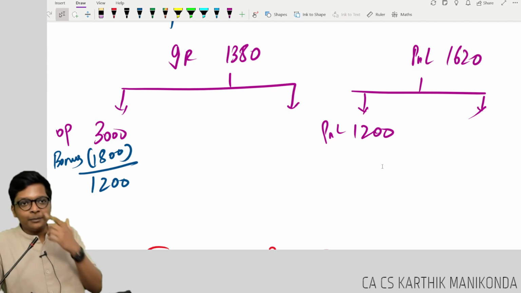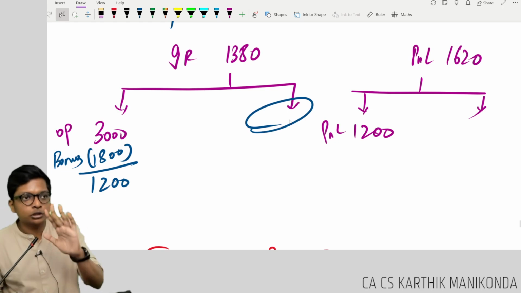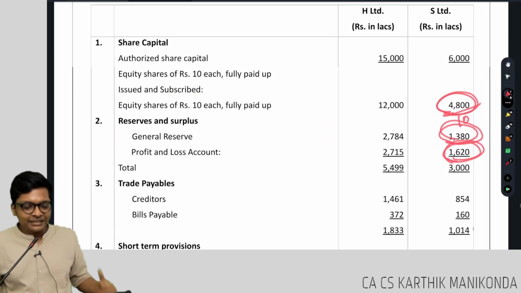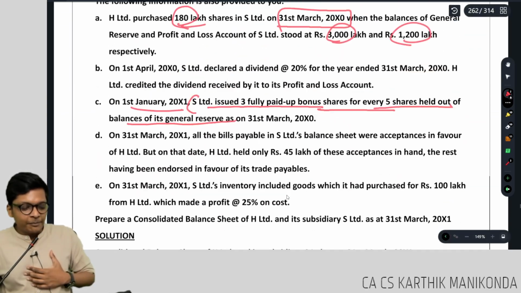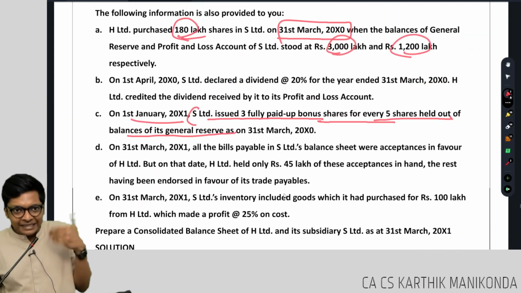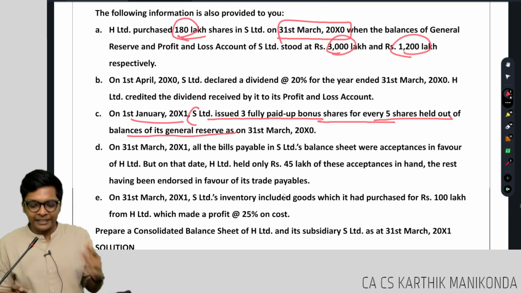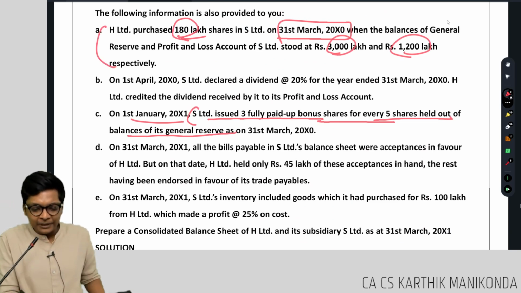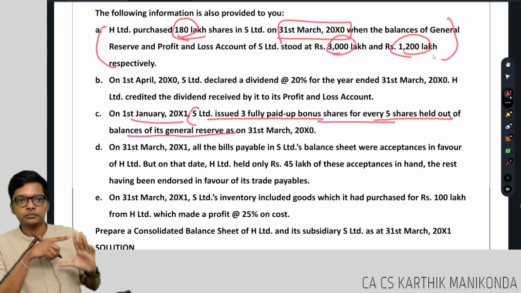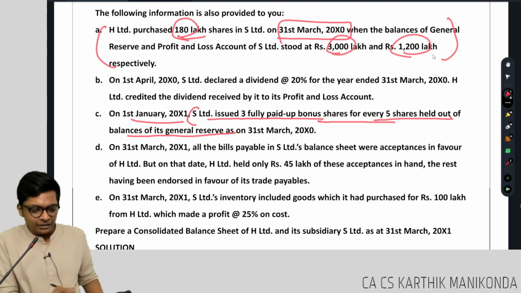Sir, now what will come next? Can I write the balance as it is? No. I need to go and check the adjustments if anything will impact my reserves. So let me reread my adjustments again. Of course, in the exam you have to do it again. Adjustment 1 is already dealt with. I won't do it again.